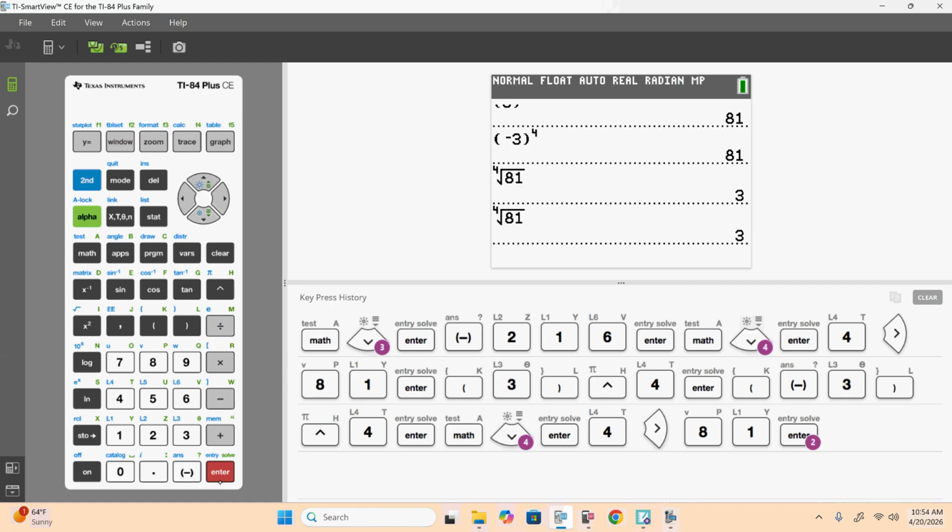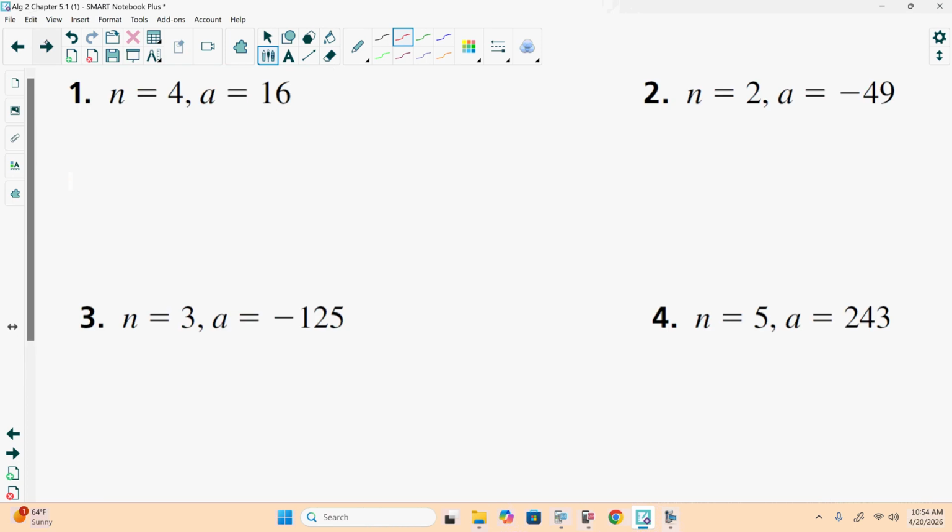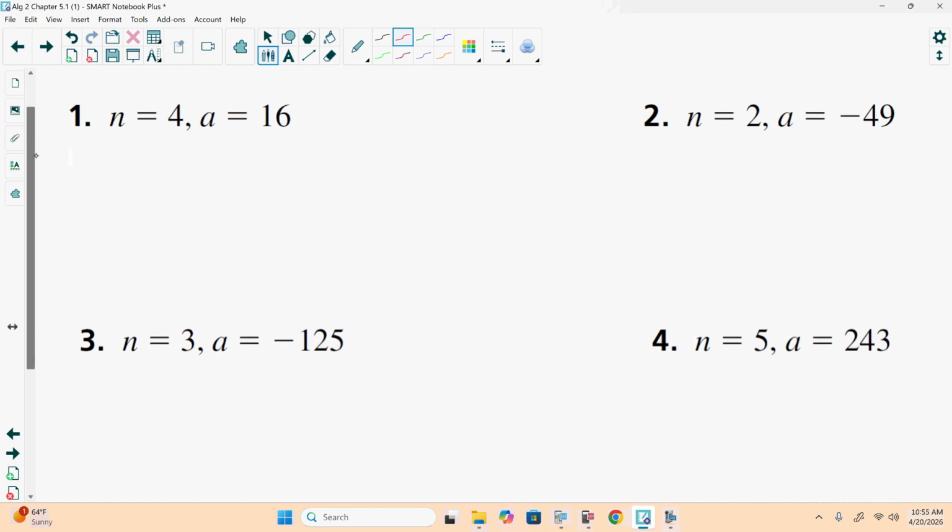Now, interestingly enough, negative 3 to the fourth power is also 81, because a negative times itself an even number of times is going to become positive. Questions on either one of these here? Questions on how we did either one of these? We good with both of these so far? Let's look at another one.